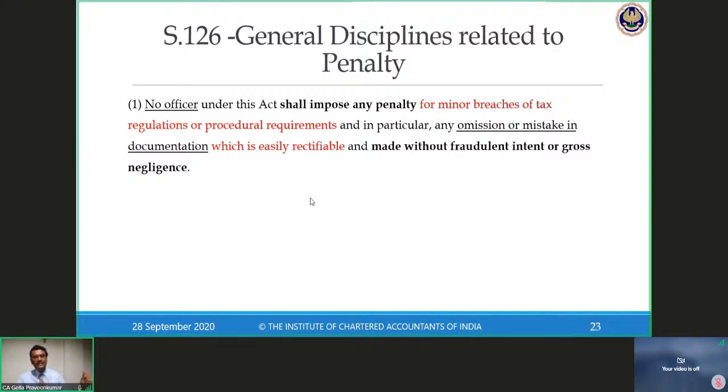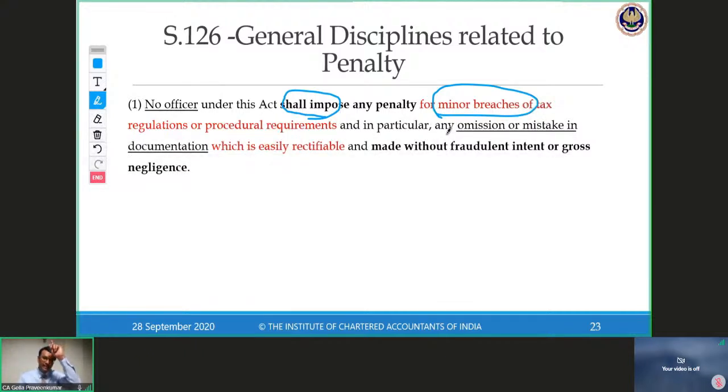Coming to section 126, general disciplines. No officer under this act shall impose a penalty for minor breaches of tax. Fantastic provision. It says, no officer shall impose. The language used is shall impose. I cannot impose a penalty for what? Minor breach. Sir, what is a minor breach? We'll understand later. Minor breach of tax regulation or procedural requirements. This indicates bucket number 1. When we read section 122, there are 4 buckets. My bucket number 1 is called minor breach, procedural lapses.